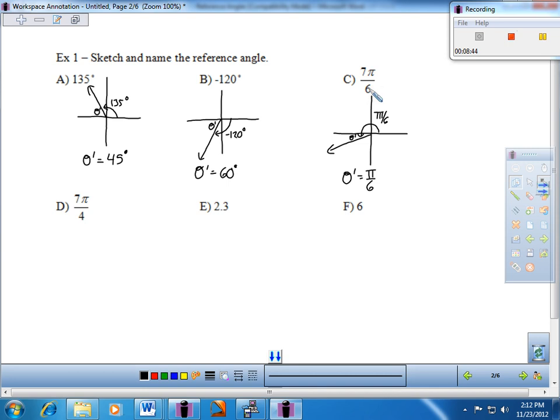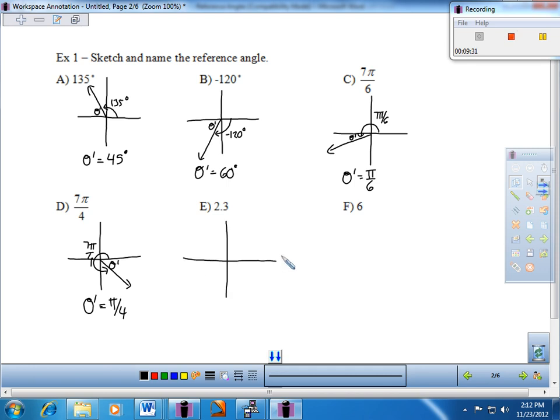Whatever pi over 6 this is, the reference angle is just pi over 6, which probably leads me into part D. No matter what pi over 4 we're talking about, in this case it's 7 pi over 4, which happens to be this right here. So that's 7 pi over 4. Really doesn't matter. The reference angle for any pi over 4 is going to be exactly pi over 4. That's kind of nice. These last two, it just depends how we want to do this.